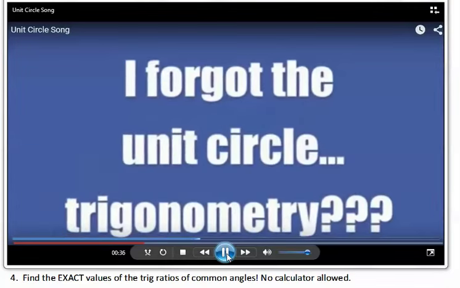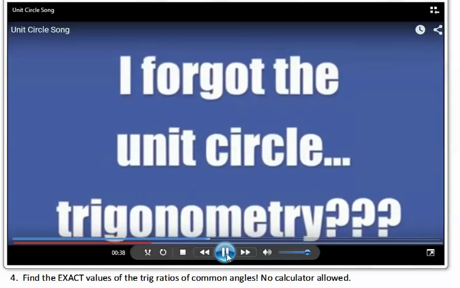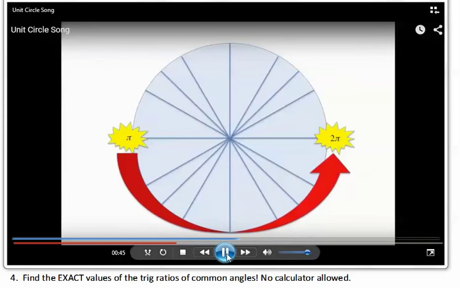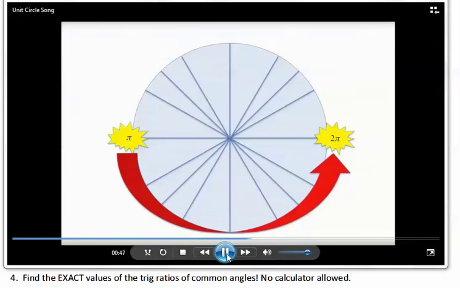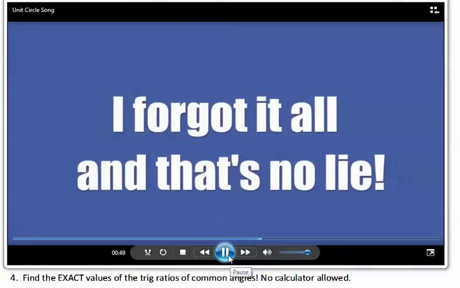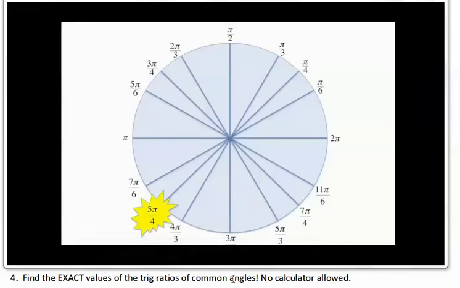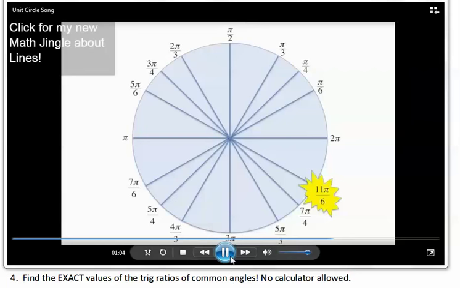I forgot the unit circle, trigonometry, sine, cosine, and tangent, and those trig identities. I forgot the lower half goes from pi until 2 pi. I forgot it all, and that's no lie. Think it goes like 7 pi over 6, hey! 5 pi over 4, hey! 4 pi over 3, hey! 3 pi over 2, keep going! 5 pi over 3, 7 pi over 4, 11 pi over 6, and then that brings us to the end, which is 2 pi.